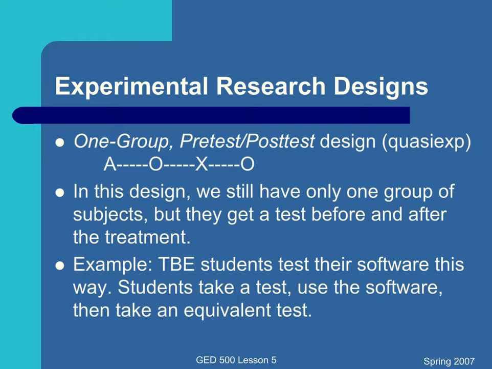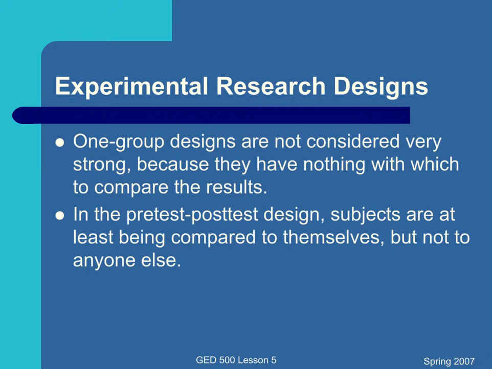You could measure students' performance on the SAT before they're using the software to help them practice, and then after, to see if their scores improve. So that's the pre-test, post-test design with one group. Now, one group designs are typically not considered very strong because they have nothing with which to compare the results, right? Yes, we have a pre-test, post-test design, but subjects are being compared to themselves and not to anybody else. So we're just seeing progress in one group of students. So again, they're still considered not very strong.